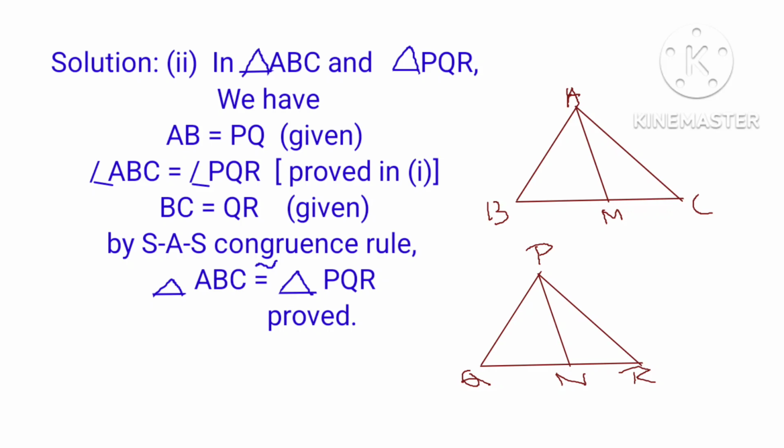Solution 2. We have to prove triangle ABC and triangle PQR are congruent. So in triangle ABC and triangle PQR, we have AB is equal to PQ, given. Angle ABC is equal to angle PQR, proved in the first part of this question, that is proved in 1. BC is equal to QR, given. Therefore, by SAS congruence rule, triangle ABC and triangle PQR are congruent, proved.